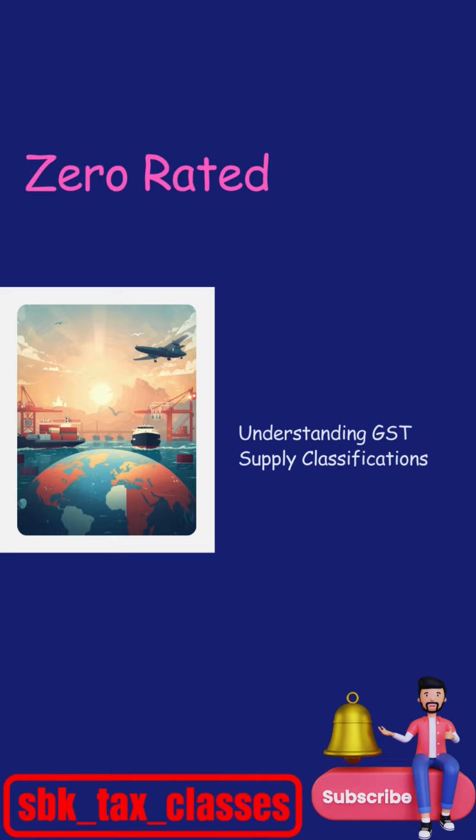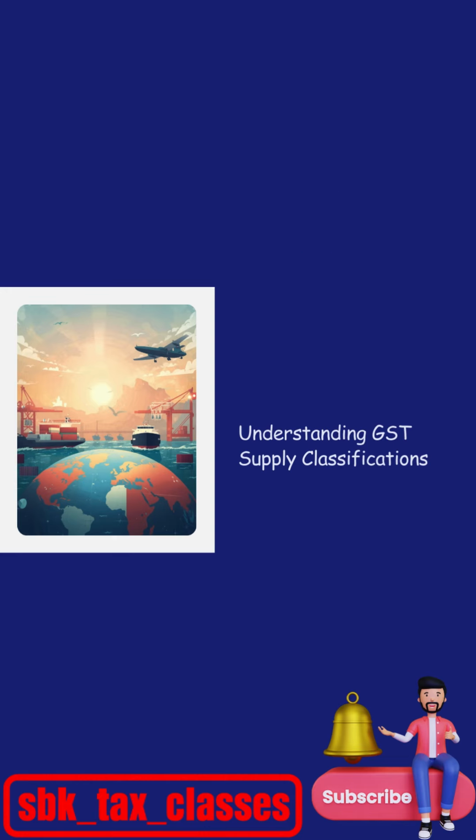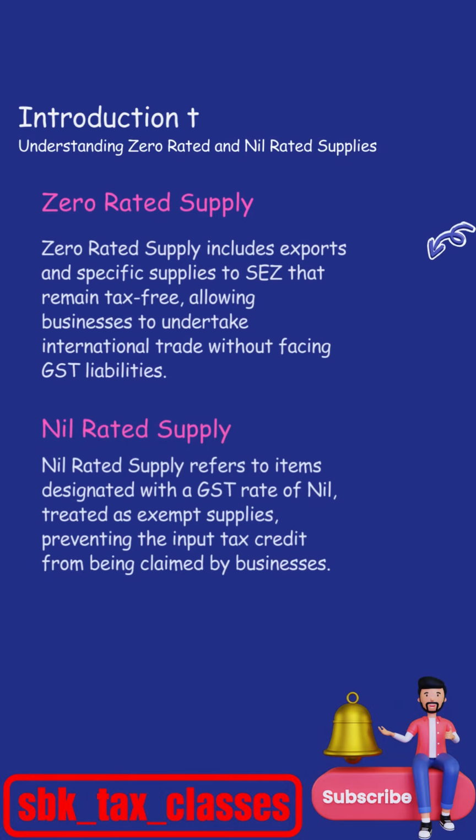Today I am breaking down the clear one-on-one difference between zero rated supply and nil rated supply under GST. Let's start with what they actually mean. Zero rated supply includes exports and certain supplies to SEZs for authorized operations. They are called zero rated because the law keeps the entire supply chain tax free.